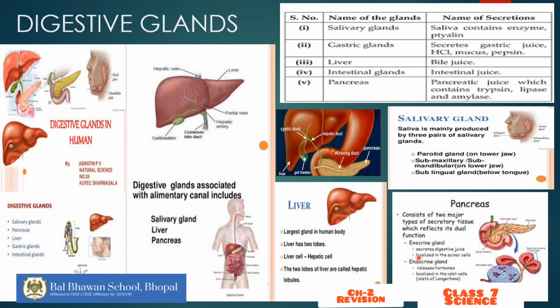Coming to the endocrine function, this gland produces the hormone insulin, which is mainly responsible for controlling the blood sugar level. If it is in less amount, the person suffers from diabetes.